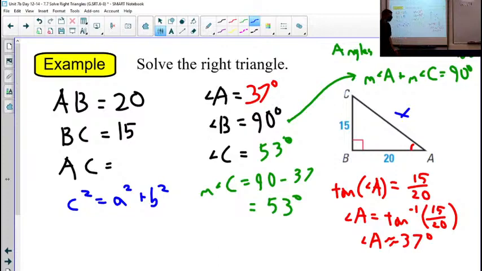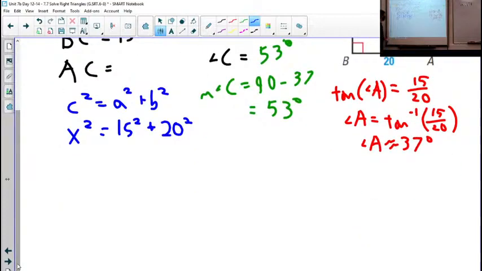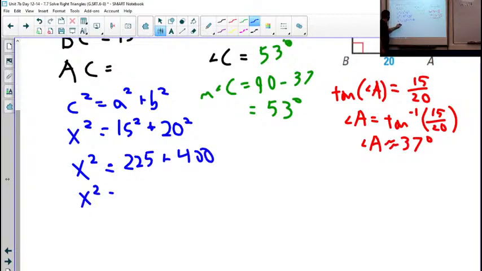C is my hypotenuse. Which one's my hypotenuse? Well, it's the one I don't know yet. It's x. So we have x squared equaling a squared plus b squared. So 15 squared plus 20 squared. We'll do some solving here. 15 squared is 225. 20 squared is 400. 225 and 400, that's going to be 625.